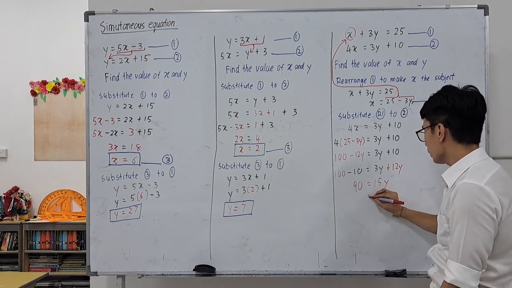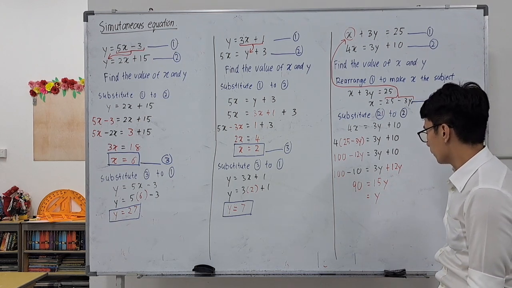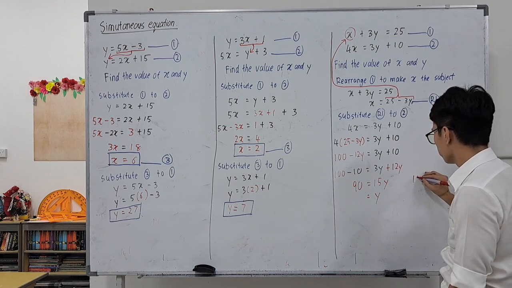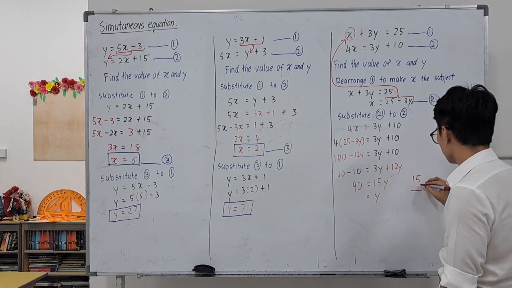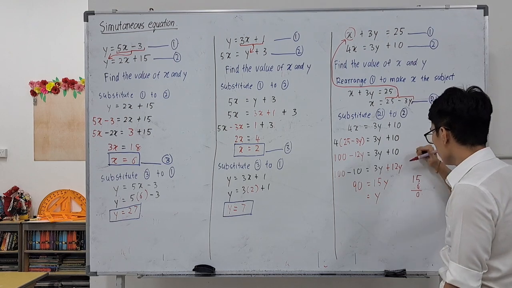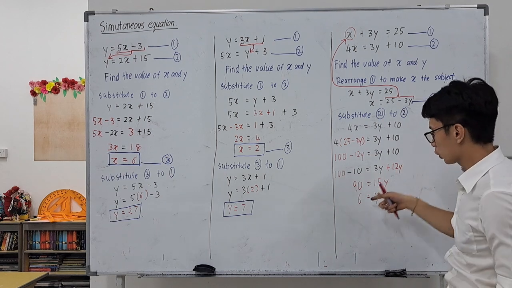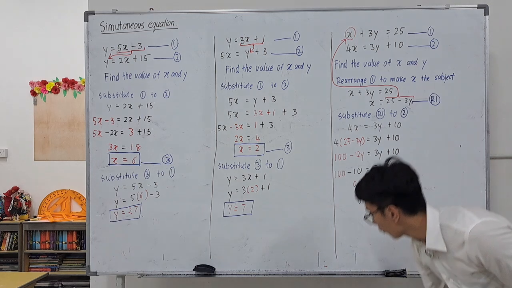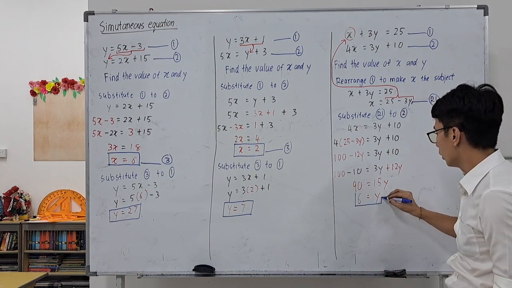Okay, so we can quickly solve this. y, 90 divided by 15. So what do I get? Let me quickly check. Okay, so if I do that, I should get 6 over here. All right, so I have found the value of y right now.